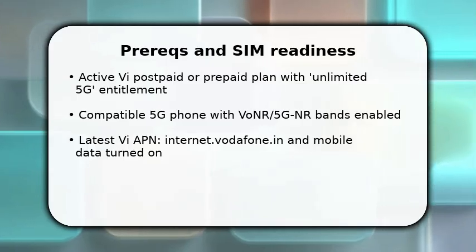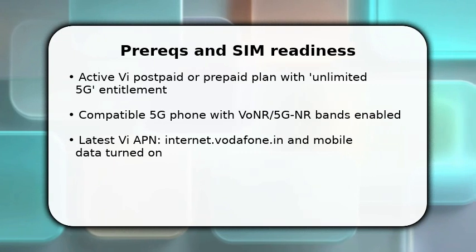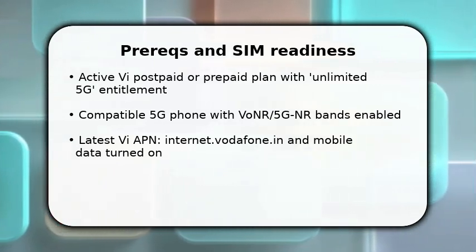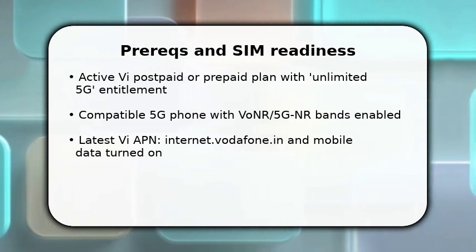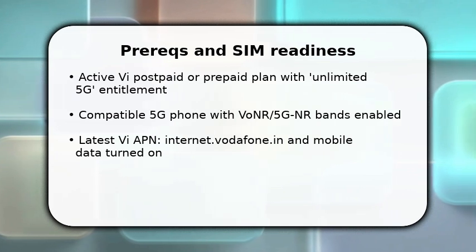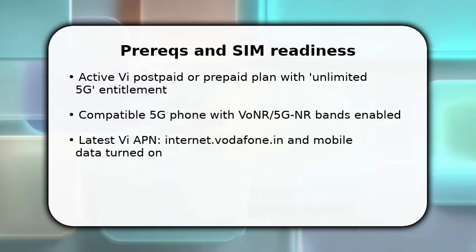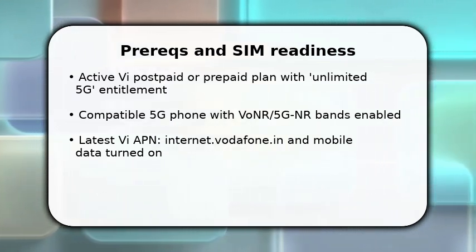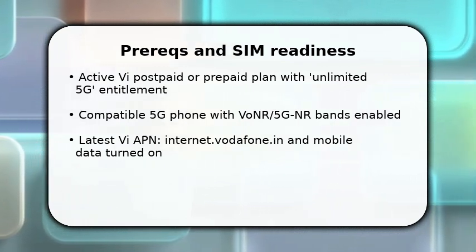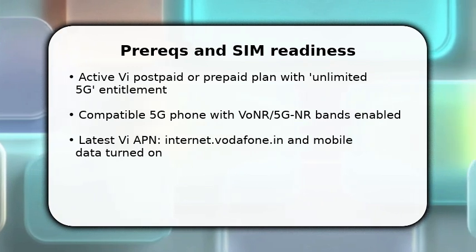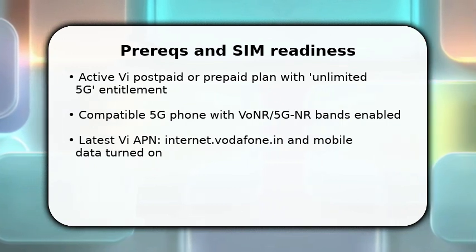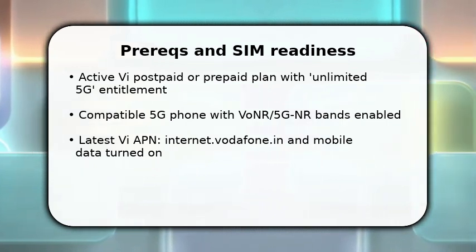You start by confirming the essentials. Your Vi account must include 5G or unlimited 5G entitlement, and your device must support the right 5G bands. Once done, insert the Vi SIM and reboot the phone to ensure the network picks up changes. Make sure mobile data and preferred network type are set to 5G in settings. While you wait for network registration, check for carrier updates or a Vi profile push. These often finalize 5G provisioning automatically.